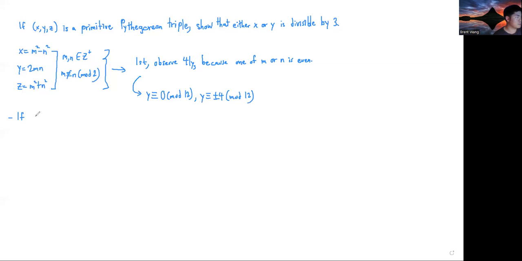So if y is congruent to 0 mod 12, then we're done, basically, because that means 3 divides y, because if something's divisible by 12, then it's obviously divisible by 3. And 3 can't divide x as well, or else the GCD of x and y is not 1. It would be at least 3, which is a contradiction.